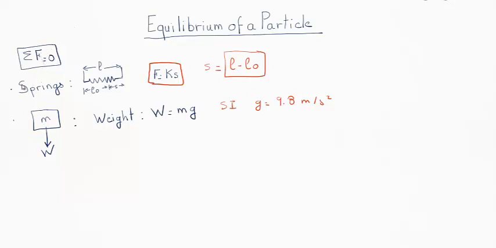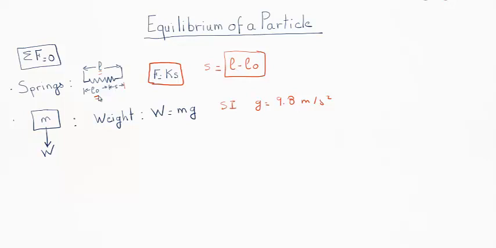Now let's say a spring is applying a force on a particle. A spring originally has a length L0 shown here, and after the force is applied the new length is L, so we have an elongation S. So the force applied by the spring is going to equal Ks, where K is the spring constant and S is the elongation. Now we can get S by simply doing the final length minus the original length.